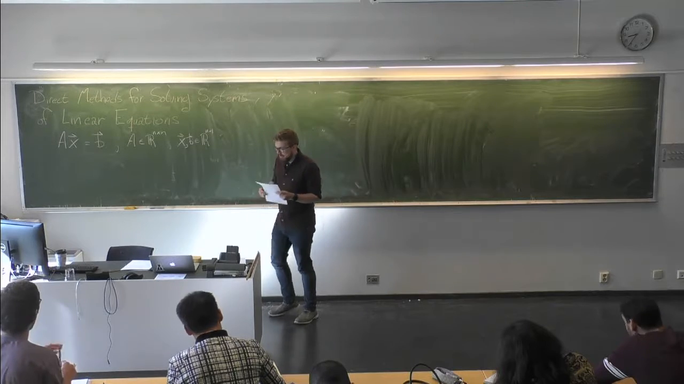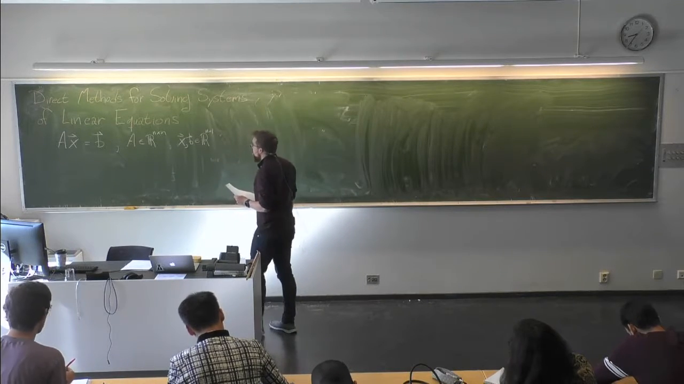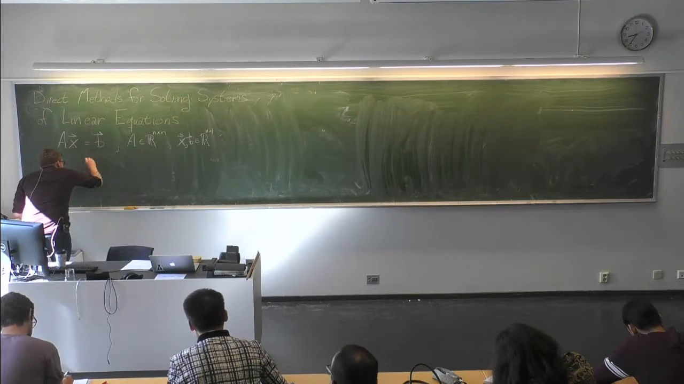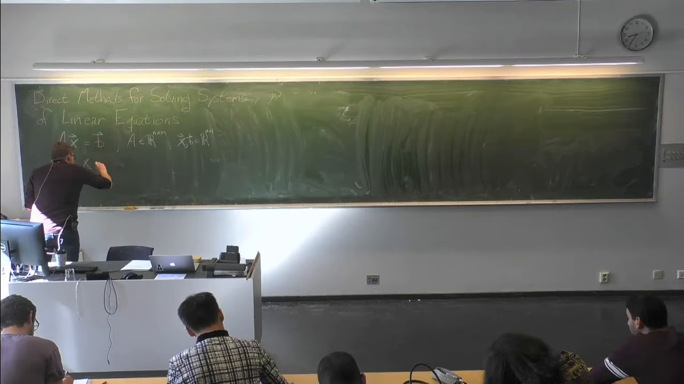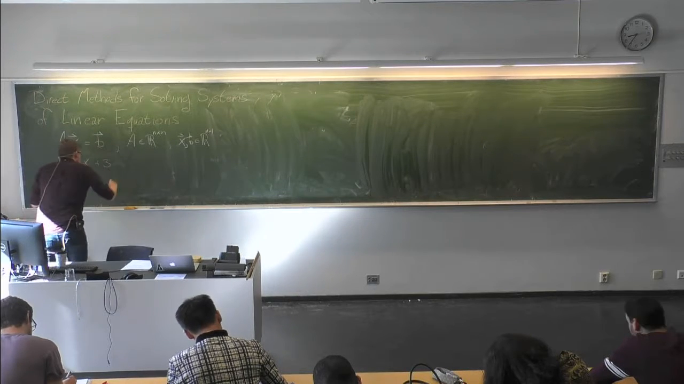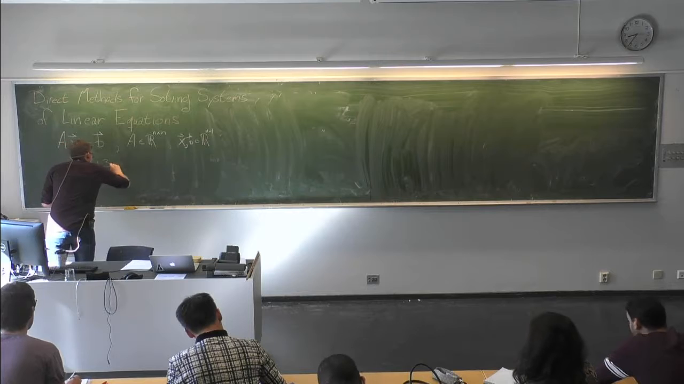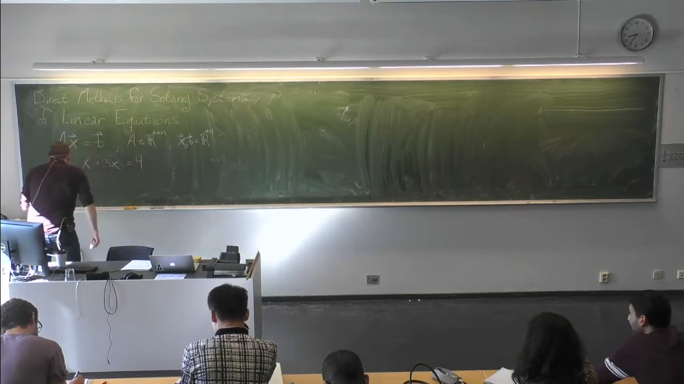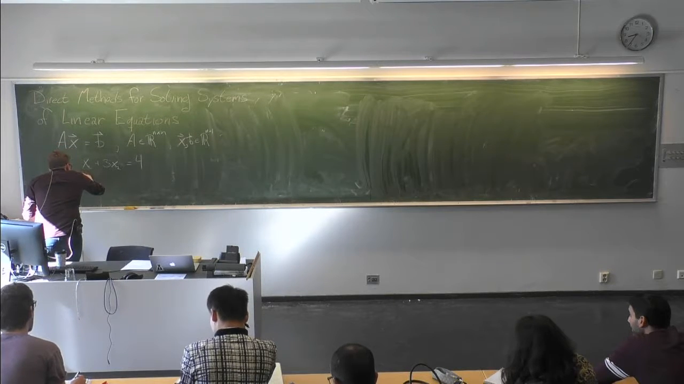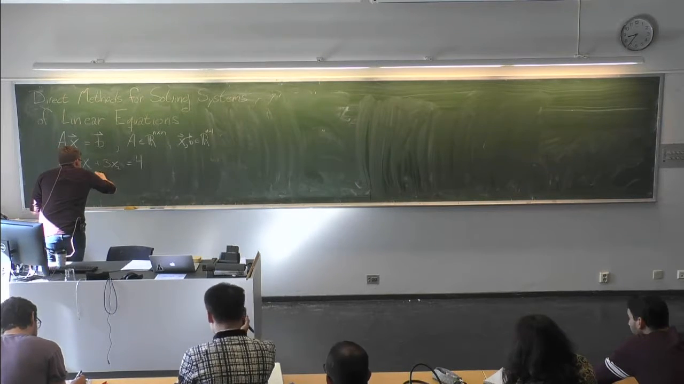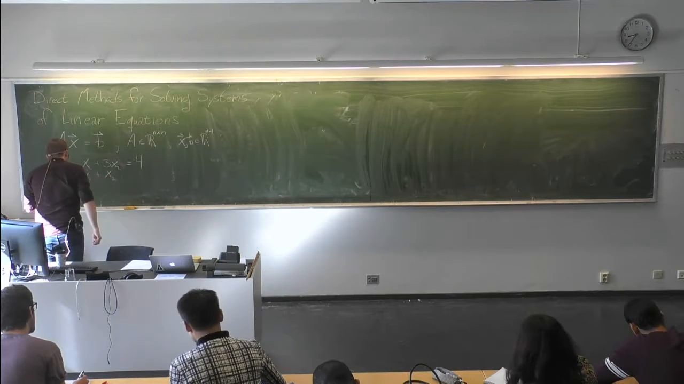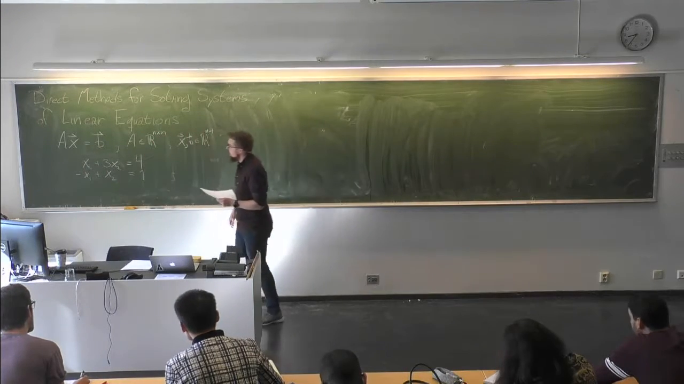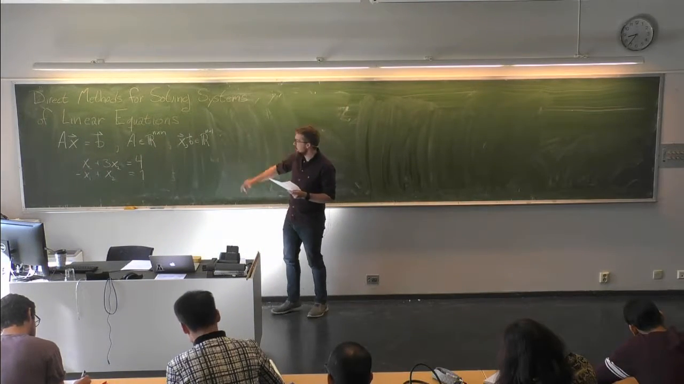So what's a system of linear equations? Well, an easy one is, for instance, x2 plus 3 x1 equals 4, and x1 plus 2 x2 equals 1. So that's a very simple system of linear equations.